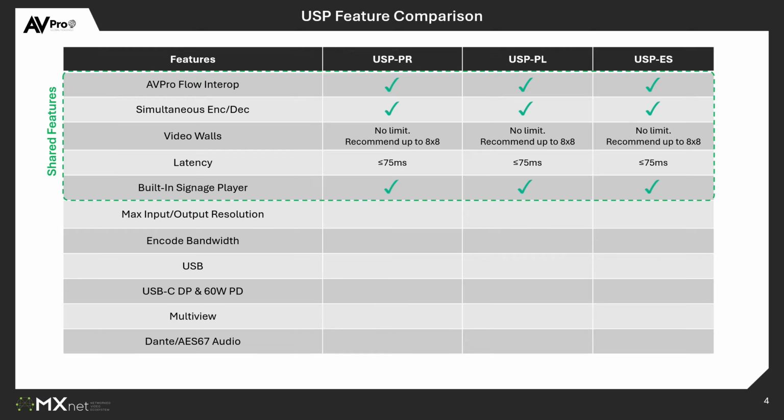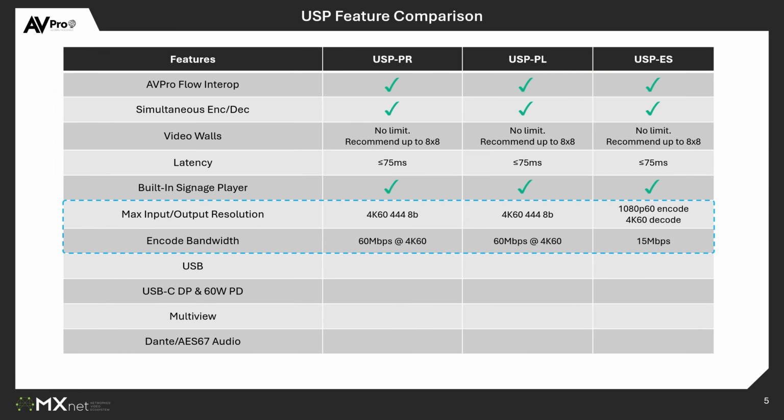All models support video wall processing. While technically no limit, we recommend keeping it to an 8x8 or smaller for quality and performance. Latency performance will be the same no matter which model is selected, and this averages to be around 75 milliseconds end-to-end. All models support media playback and a digital signage functionality. This allows you to upload images and video files, create playlists, and schedule the playlists for your applications, removing the need to encode any external digital signage systems through HDMI.